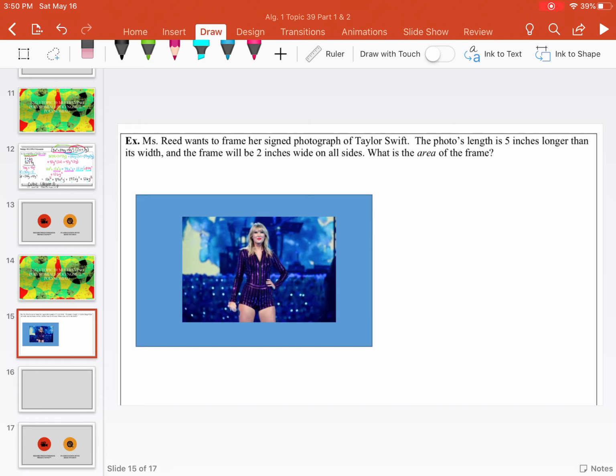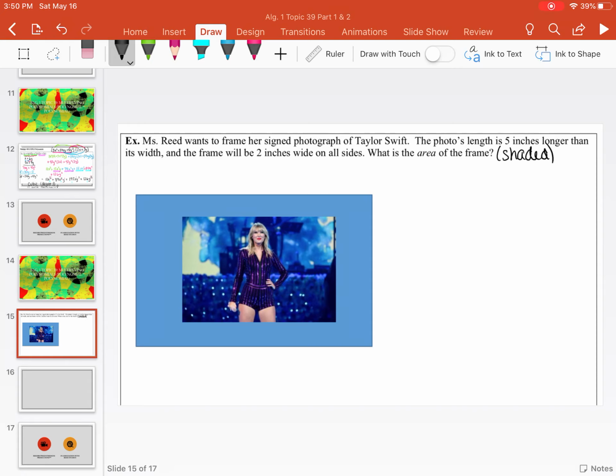In this example, Miss Reed wants to frame her signed photograph of Taylor Swift. You can tell I created this. It is unfortunately not true, but hopefully one day it will be. The photo's length is 5 inches longer than its width, and the frame will be 2 inches wide on all sides. What is the area of the frame? So the area of the frame here is referring to this blue shaded section.